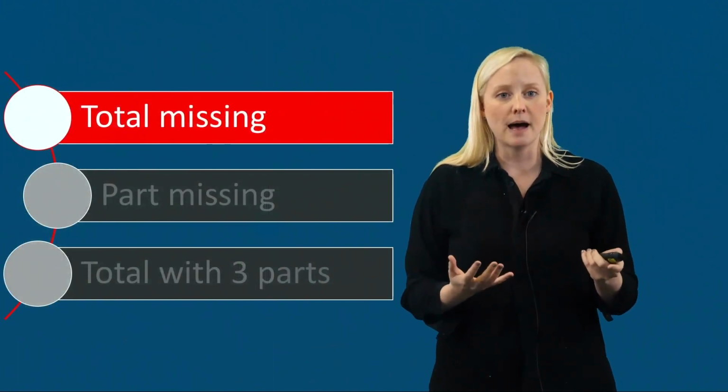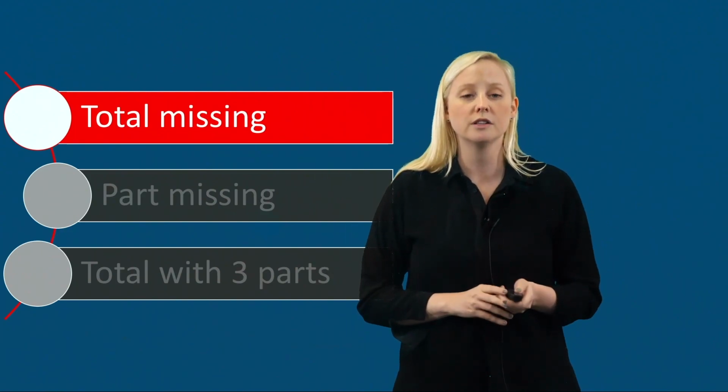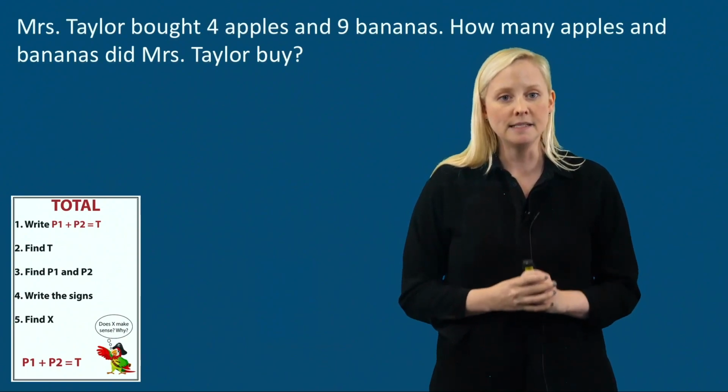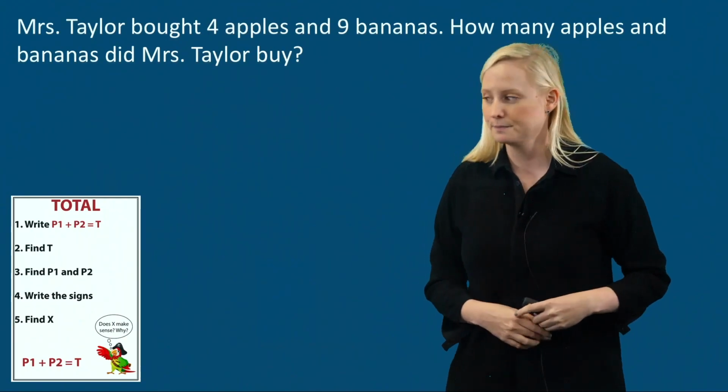So now let's go back and look at our first example. We're going to talk about a total problem where the total is missing. Here's an example. Let me take a second to get my dry erase marker so I can model this for you.